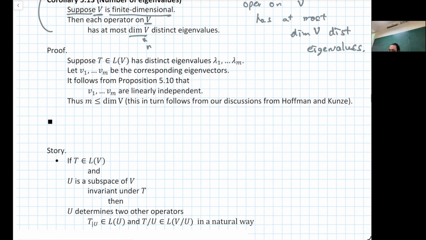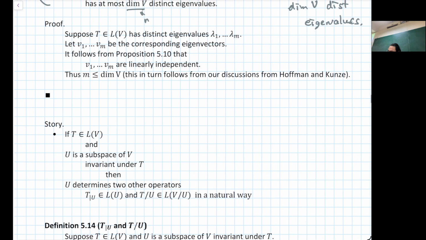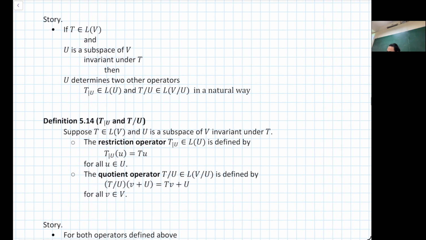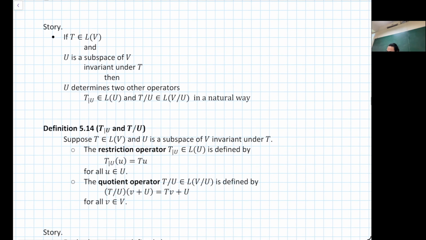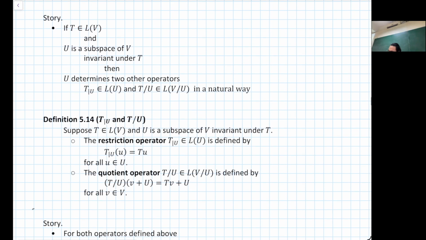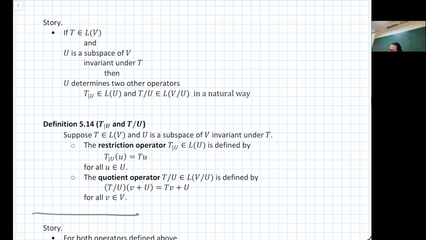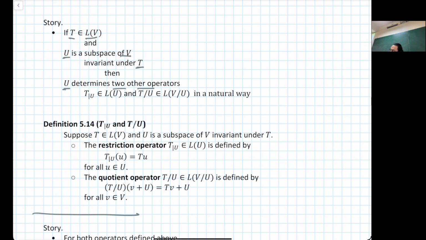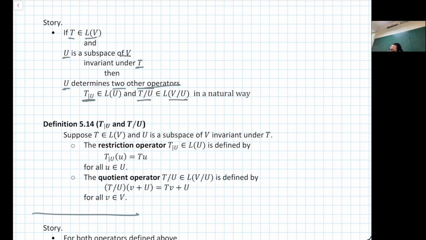We have like 30 seconds left. Not good. So let me quickly give you the definition, and then we can continue from next time. Let T be a linear operator and U be a subspace of V invariant under T. Then U determines two other operators, T restricted to U and T acting on the quotient of V.